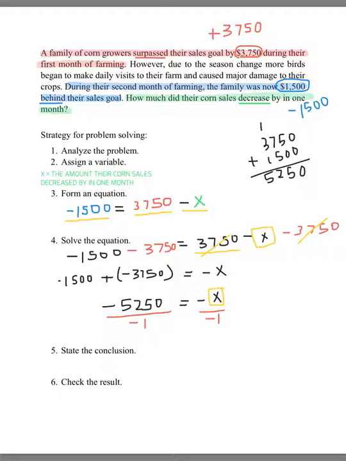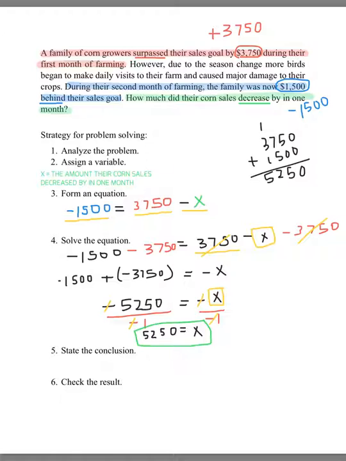So on the right hand side, we end up with both negative signs canceling out, and we get a 1x, or simply x. And on the left, again, the negative signs cancel out, and anything divided by 1 is itself, so we end up with 5,250 is equal to x.